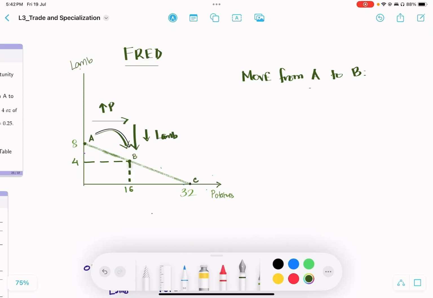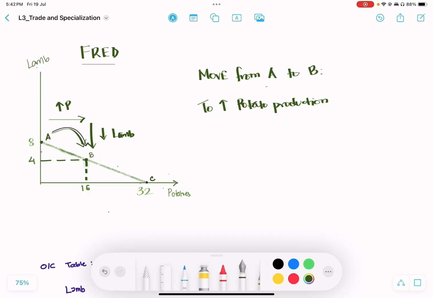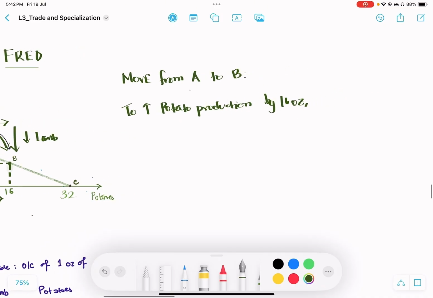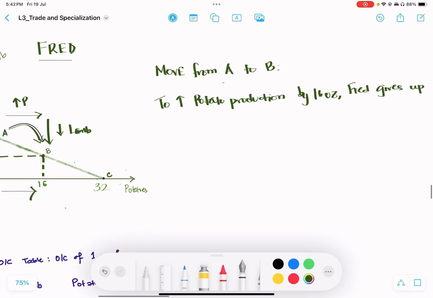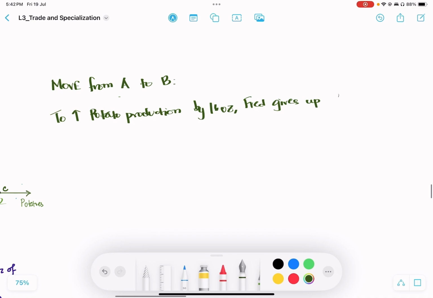All right, so let's write that down. To increase potato production by how many ounce, right? So here it actually goes up by 16 ounce. Fred gives up how many ounces of lamb? He gives up 8 minus 4 is equals to 4 ounce of lamb. All right.